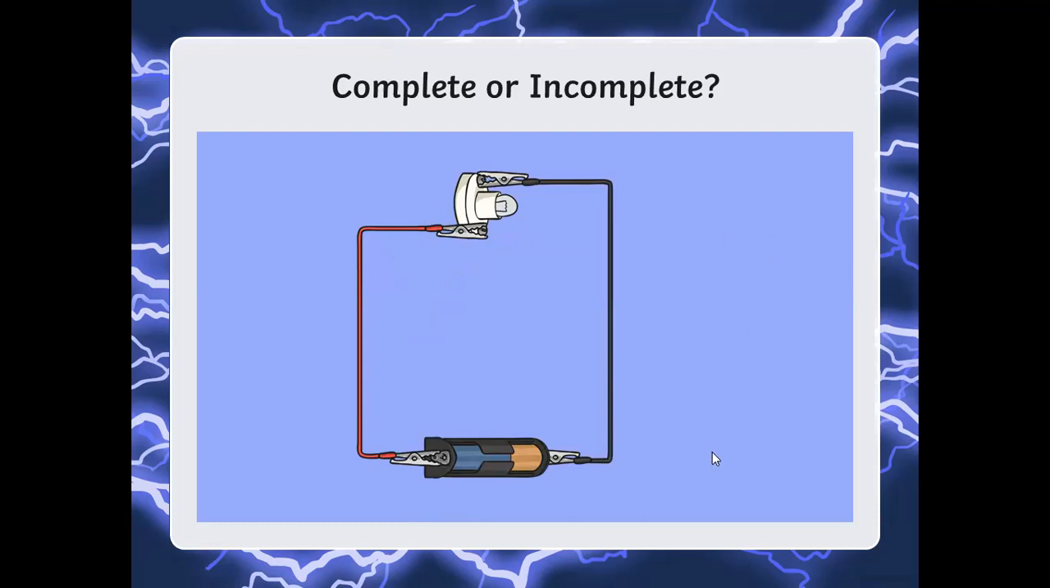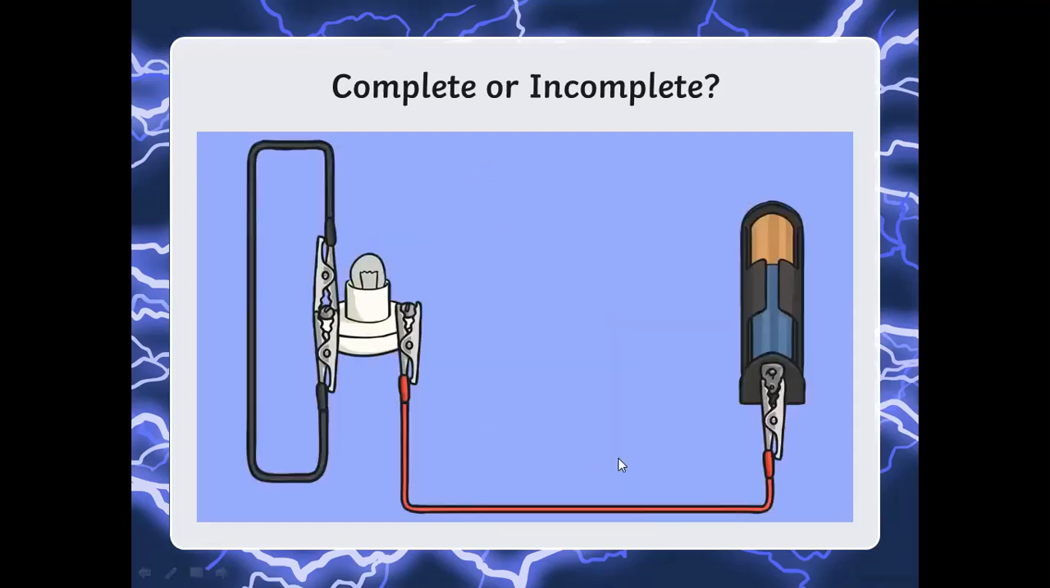Okay, and then once you've done the second one, there's one more for you here. Complete or incomplete? Predict, test, and explain. Predict. Is it complete or incomplete? Test using your electrical components that you've got at home, and explain why it is or isn't incomplete using scientific vocabulary.